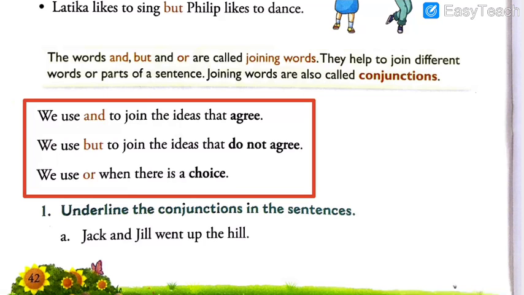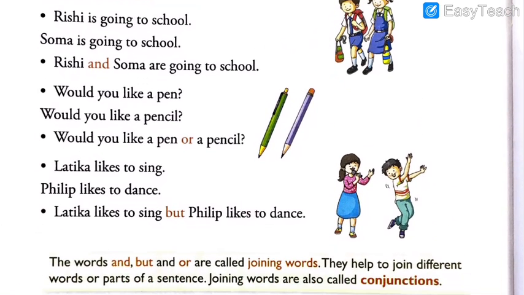Here the opposite views are there. Your ideas do not agree with each other, correct? You want pizza, your brother wants pasta. So he will say, I want to order pasta. You will say, no, but I like pizza. So here is when but is used. And the sentence is also given here.